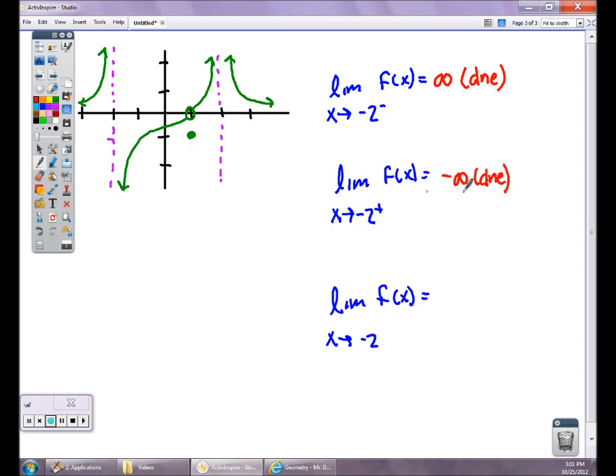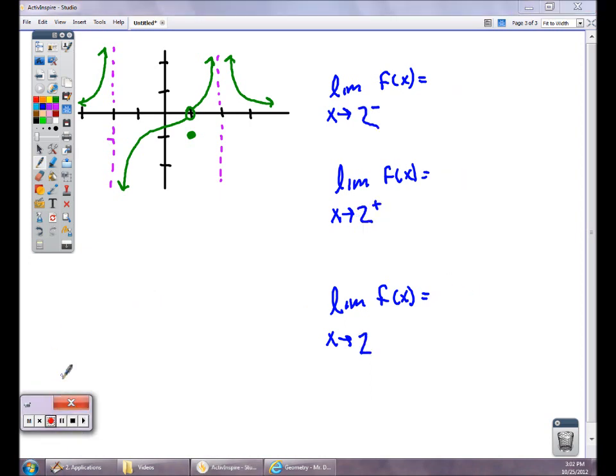Well, the left-hand limit does not exist. The right-hand limit does not exist. They are approaching two different points. We would say the limit as x approaches -2 does not exist, and that's because of the vertical asymptote.